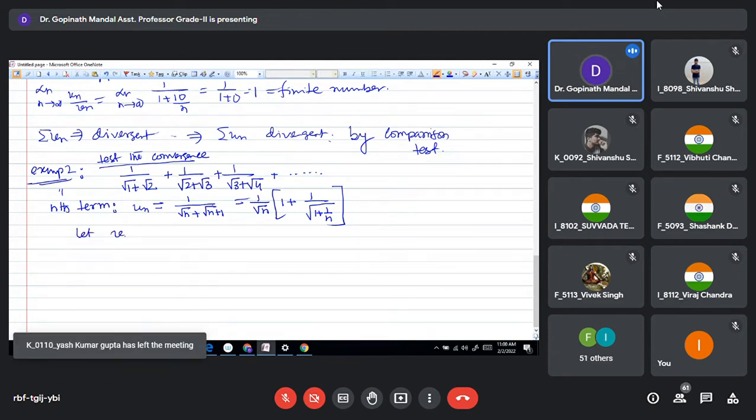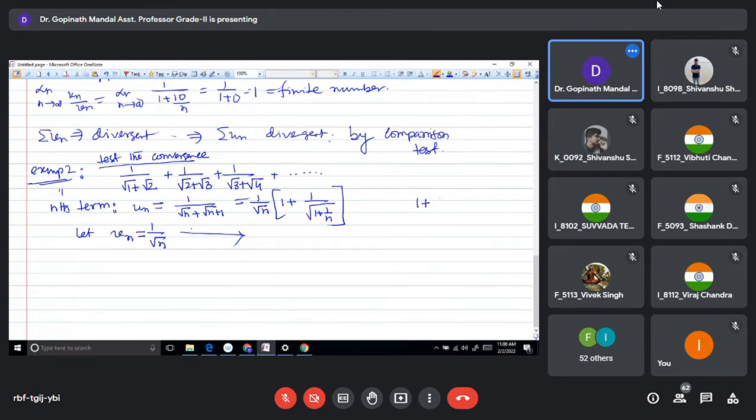Now let Vn be equal to 1 by root n, because we know the property of Vn. Vn is the series 1 by root 1 plus 1 by root 2 plus 1 by root 3. This is a divergent series. So Vn is divergent. That means Vn is known to us.